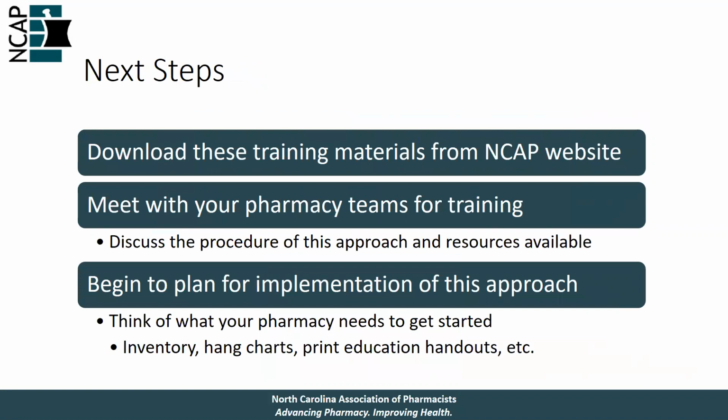After you download the training materials, meet with your pharmacy teams. Train them. Discuss what the procedure will look like at your pharmacy and go over these resources that are available. And then lastly, begin to plan for the implementation of this approach. Think about individually, what does your pharmacy need to get started? Maybe you need inventory. You need to go order the Narcan or the naloxone. You might need to figure out where you're going to hang these charts, these resources. You might want to start printing out some of those educational handouts. Think about what works for you and what you're going to need at your pharmacy.